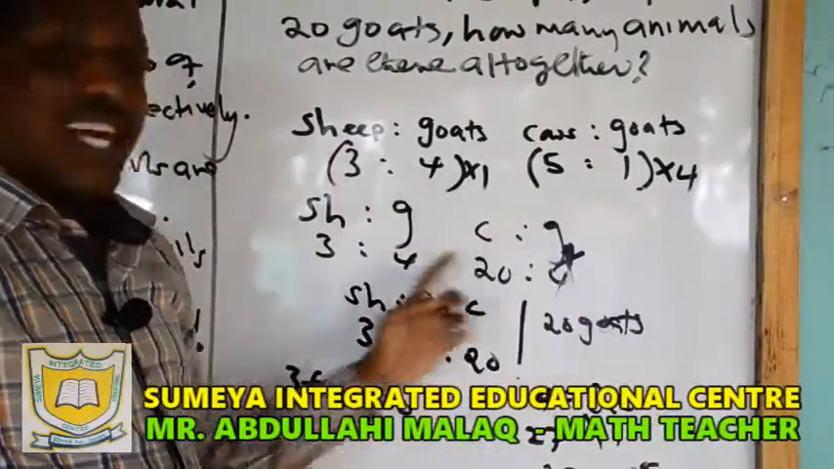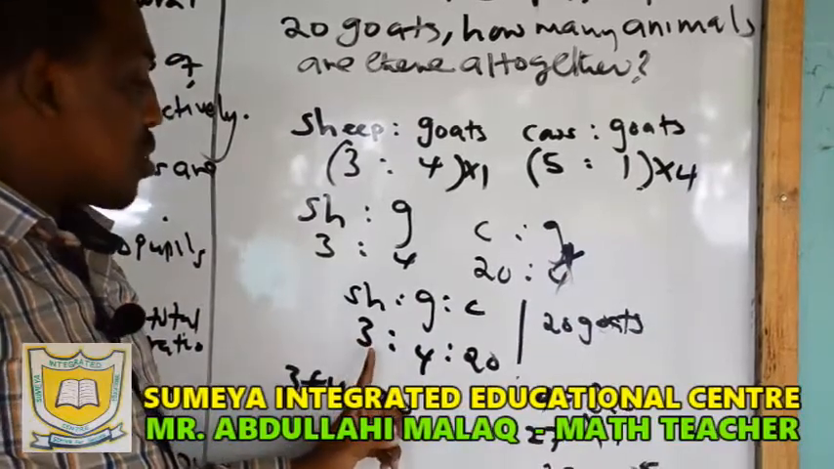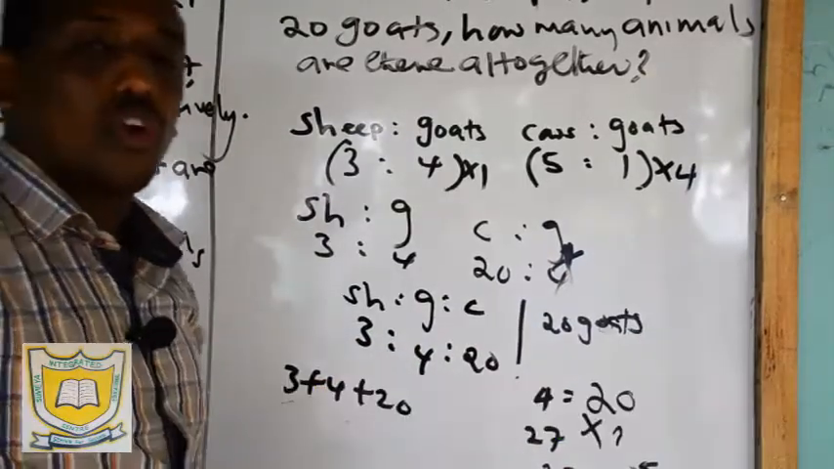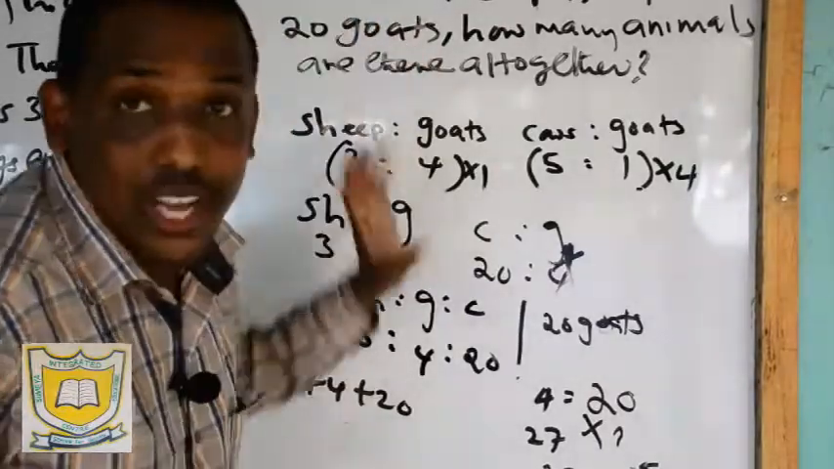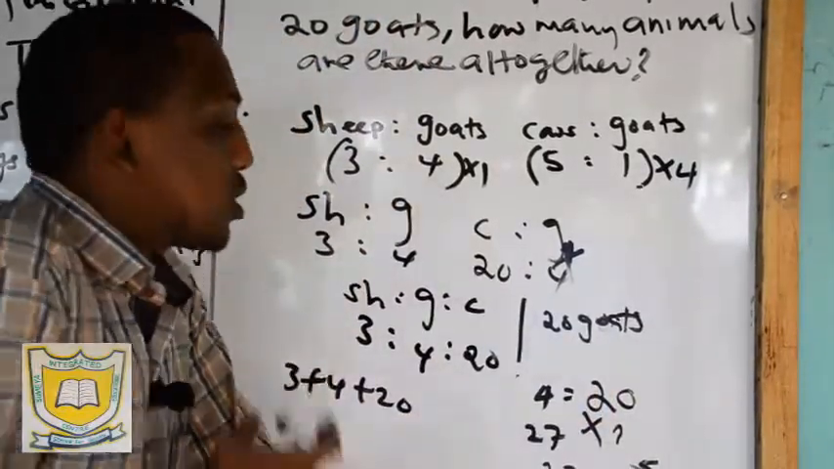Now this one we ignore because they are the same. So now we have the new ratio, 3 to 4 to 20. And we are told there are 20 goats. The number of goats is 20 here. So what do we get? They're asking for the total animals.